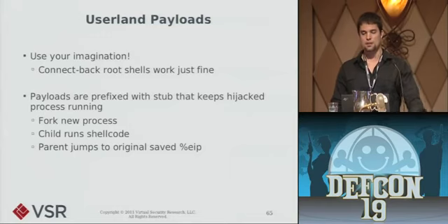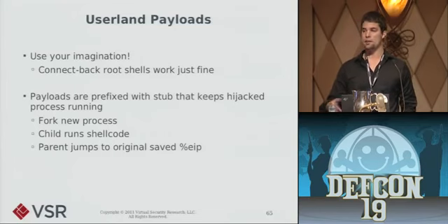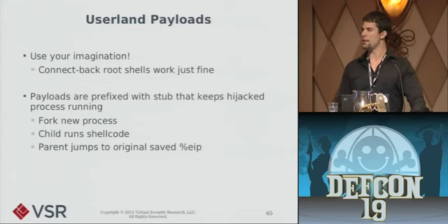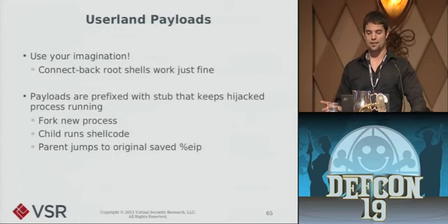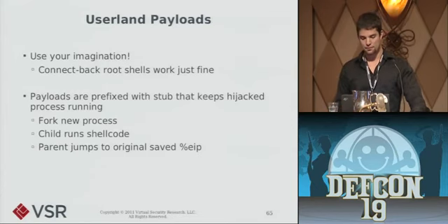One thing that I did do is that regardless of what userland payload you provide, I prefix it with a stub that makes sure that the process you hijacked keeps running. All this stub does is fork a new process, and the child runs the shellcode that you injected, and the parent process of the fork will jump to where it was originally going to go, so that if you're hijacking something important, it will keep doing whatever it was doing and be none the wiser.